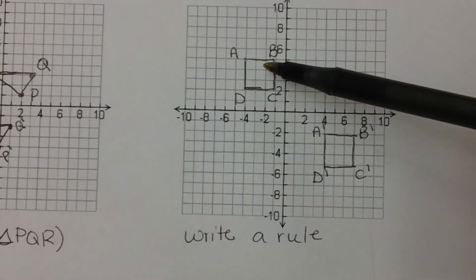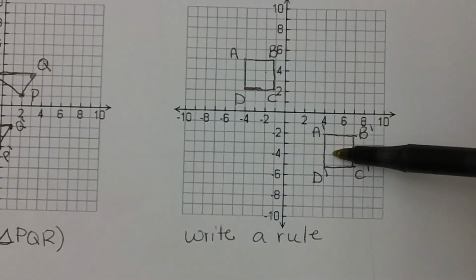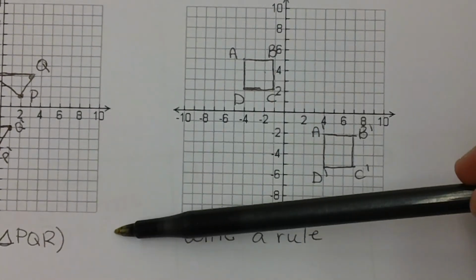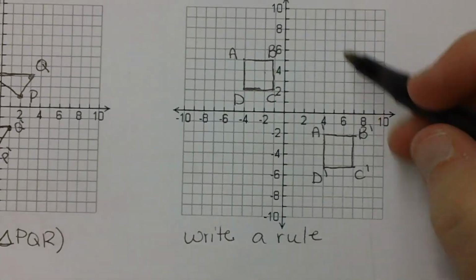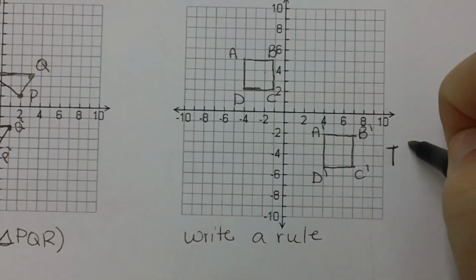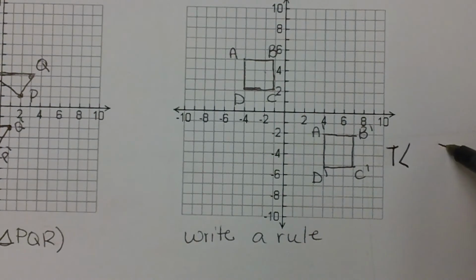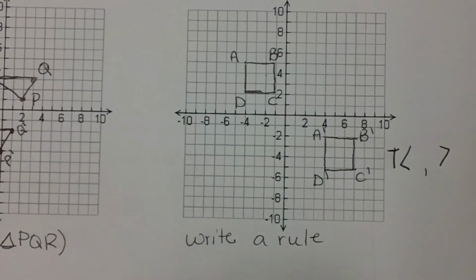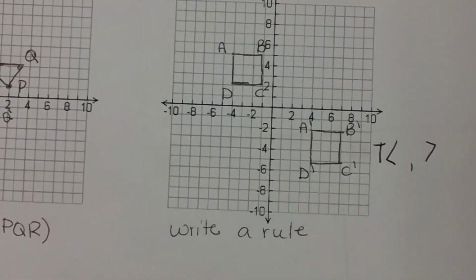Okay, so now you also may be asked to determine what your translation rule is. So here's my pre-image, here's my image. We want to write a rule that looks very similar to the rule over here, where we have the translation of something to something.